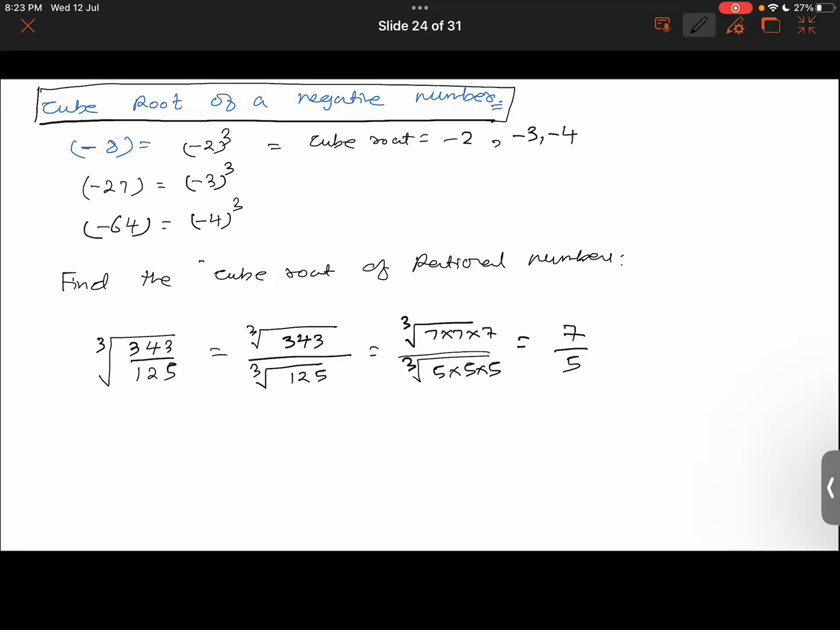And anything else left in the chapter or any confusions in the chapter? If you have any confusion in the chapter, do tell me. No, sir. Okay, so let's solve some questions here.